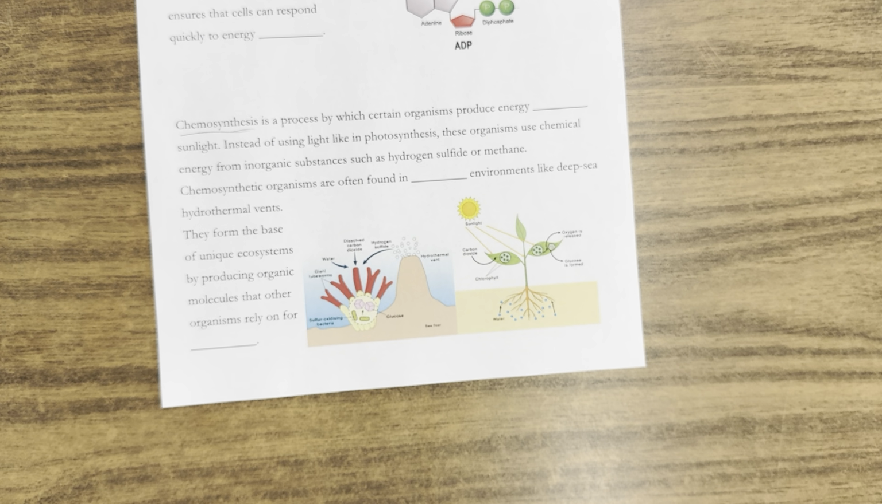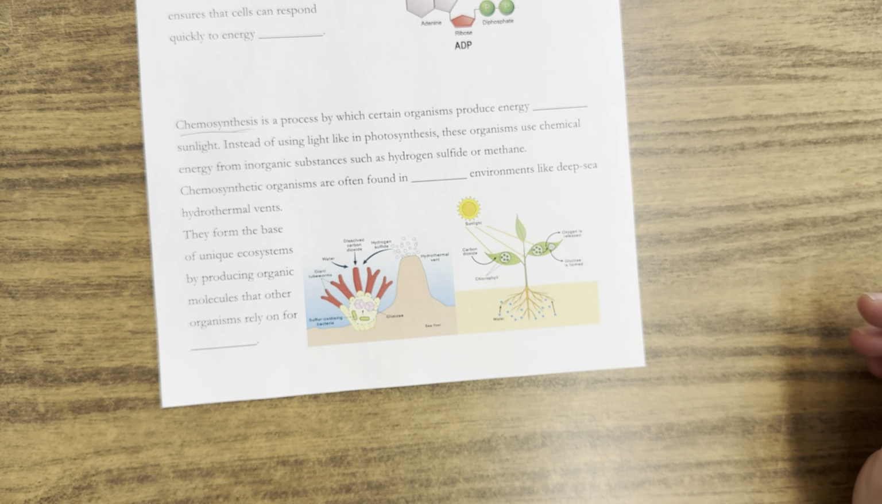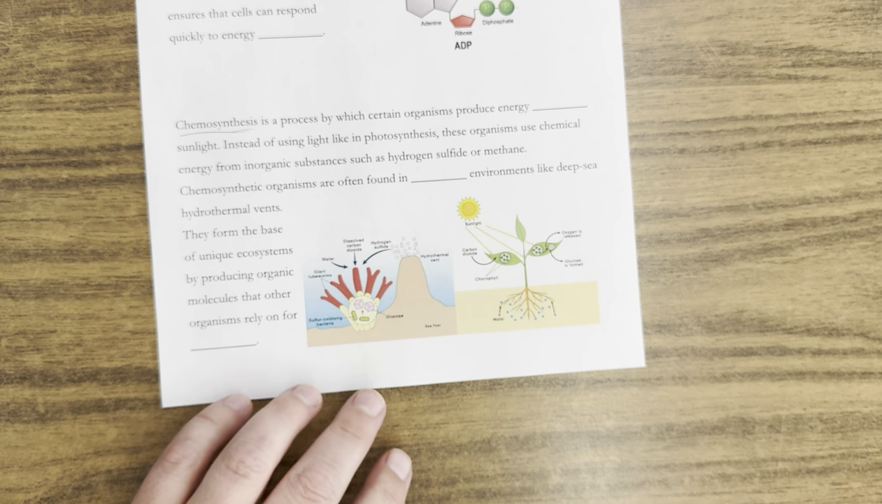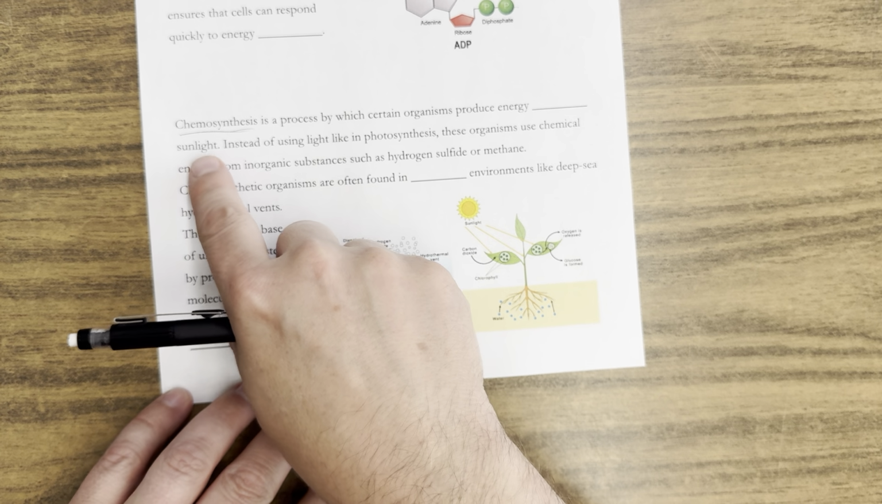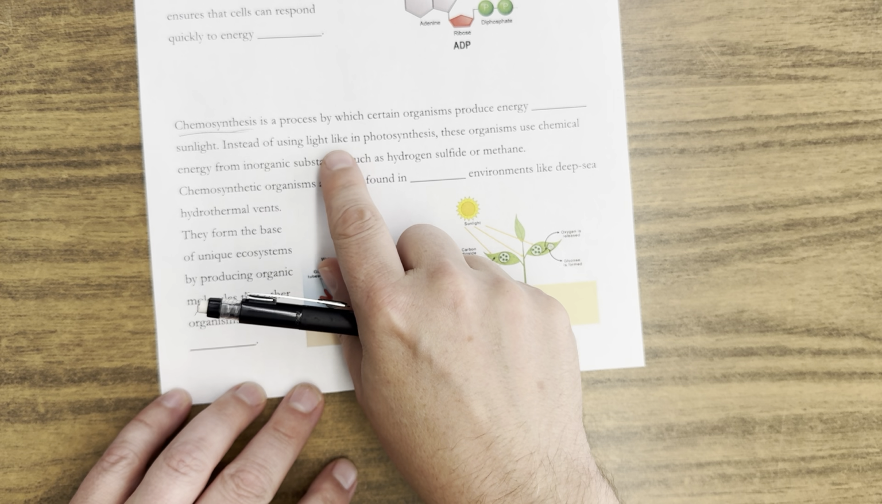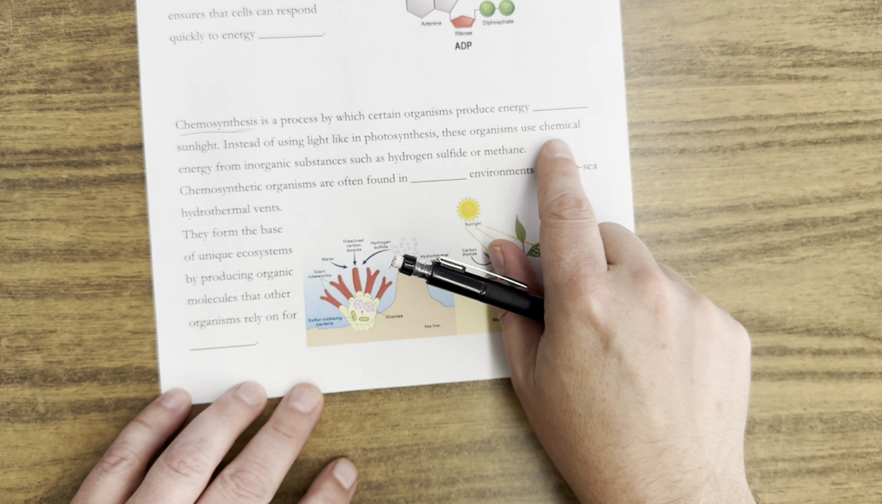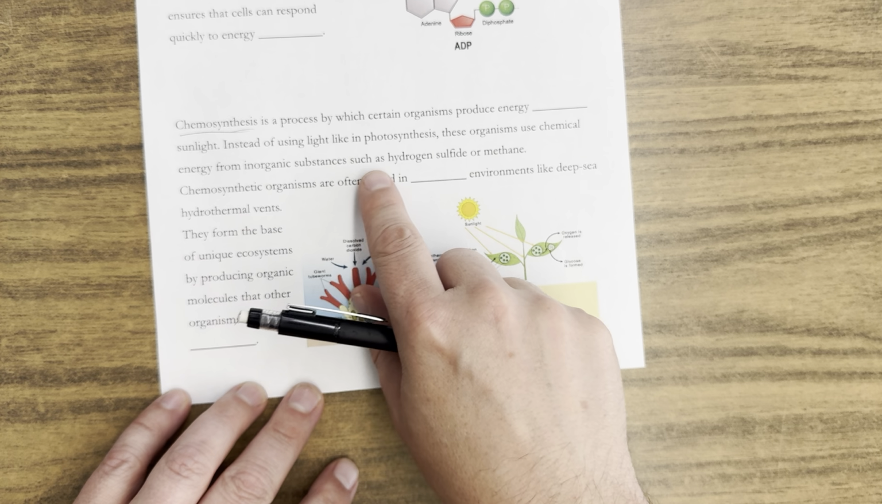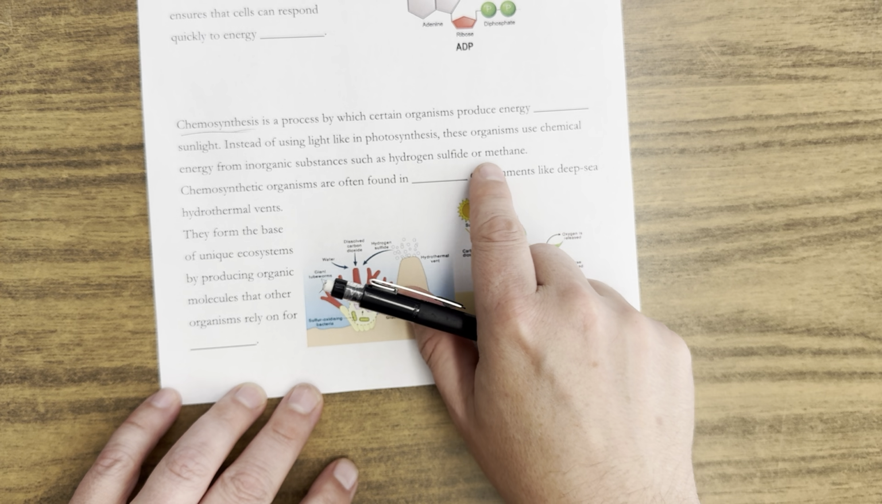So now we're thinking, okay, most of the things that we think of as alive, be they plants or bugs or animals, get their energy from the sun, ultimately, and the foods that they eat. But in chemosynthesis, there is no sunlight. Instead of using light like in photosynthesis, these organisms use chemical energy from inorganic substances such as hydrogen sulfide or methane.